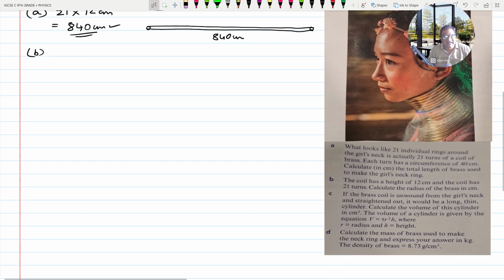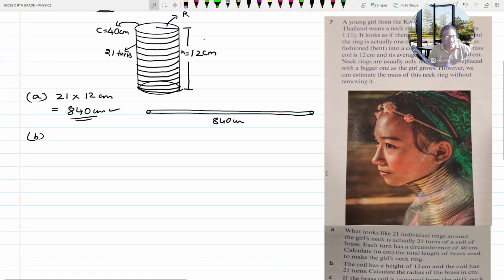The B part says that the coil has a height of 12 centimeters. Yes, correct. You can see that the coil has a height of 12 centimeters, isn't it? And the coil has 21 turns. So calculate the radius of the brass in centimeters. Now he is asking you to find out the radius of the brass.